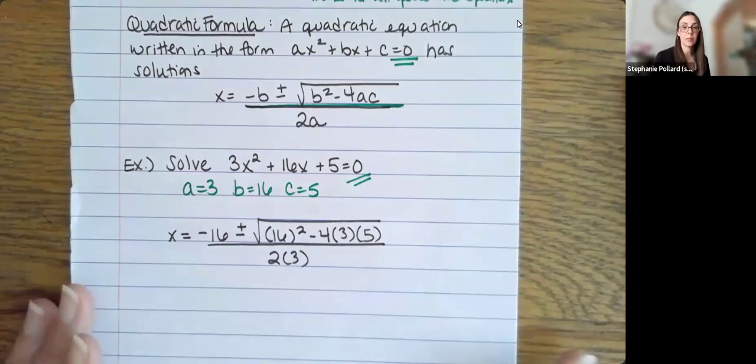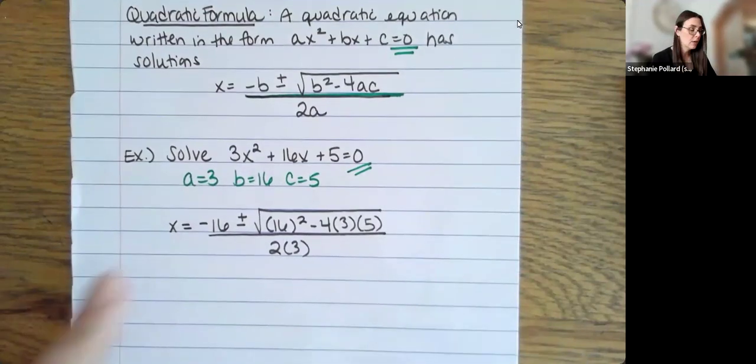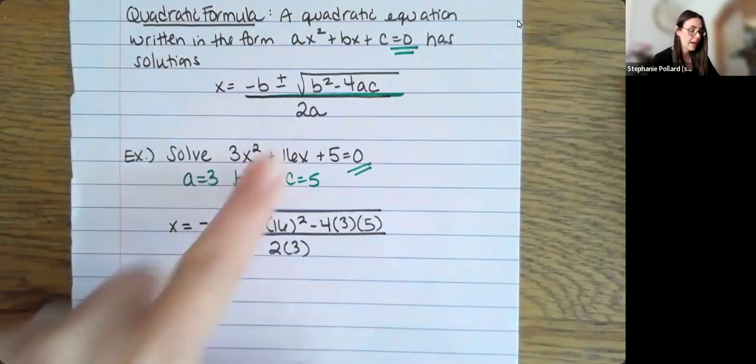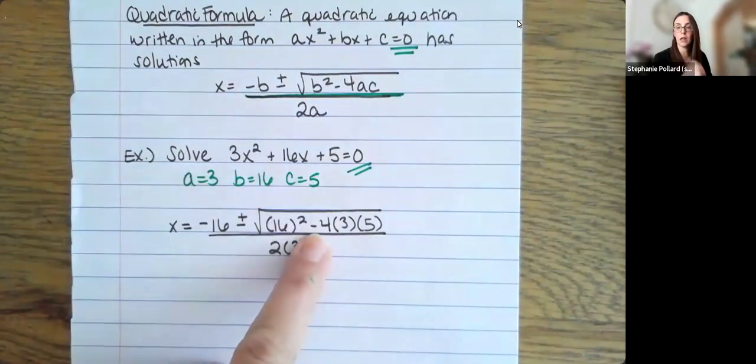And then now I'm going to start simplifying. You do want to watch out. There is a negative in front of the B here. There's a minus sign inside as well. So these are where a lot of little mistakes happen.